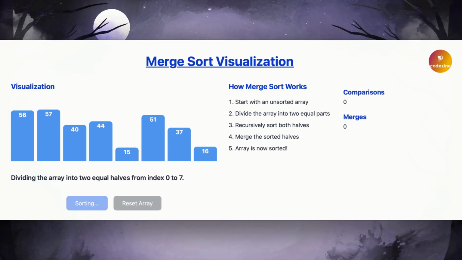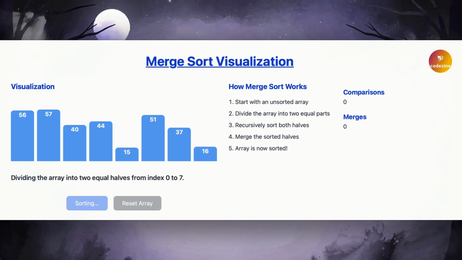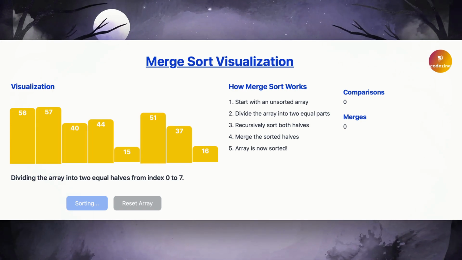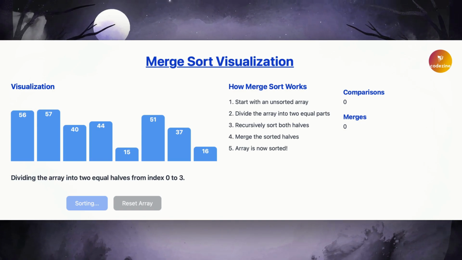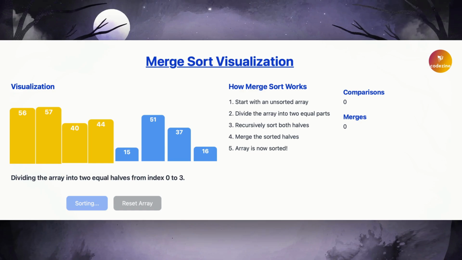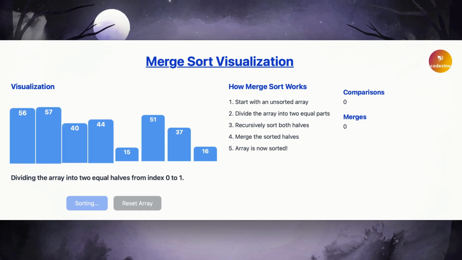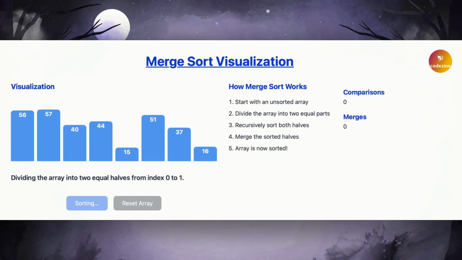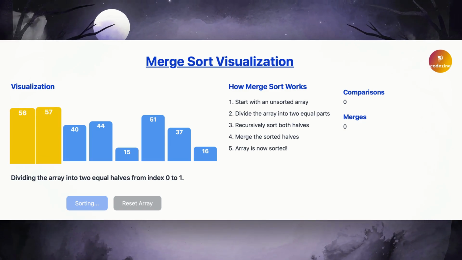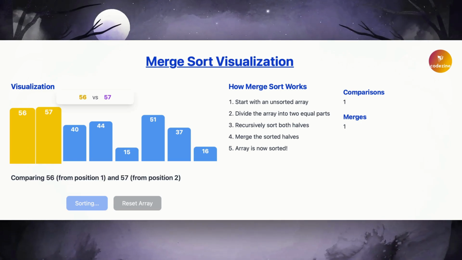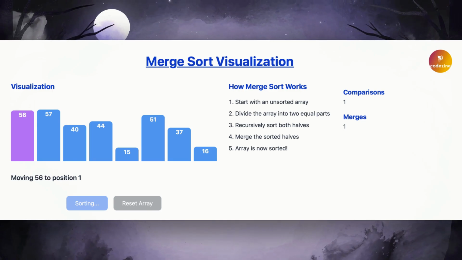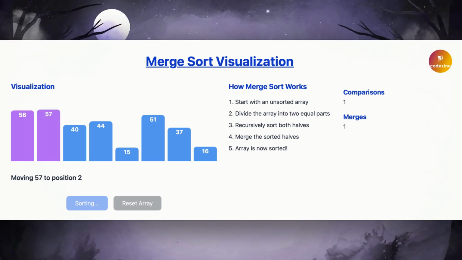Dividing the array into two equal halves from index 0 to 7. Dividing the array into two equal halves from index 0 to 3. Dividing the array into two equal halves from index 0 to 1. Comparing 56 from position 1 and 57 from position 2, moving 56 to position 1, moving 57 to position 2.